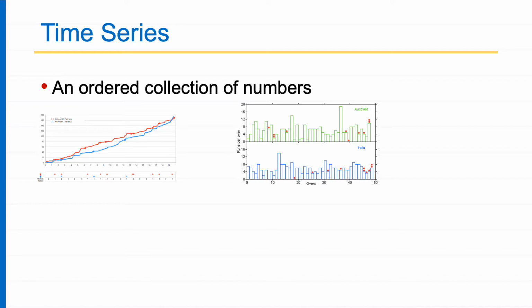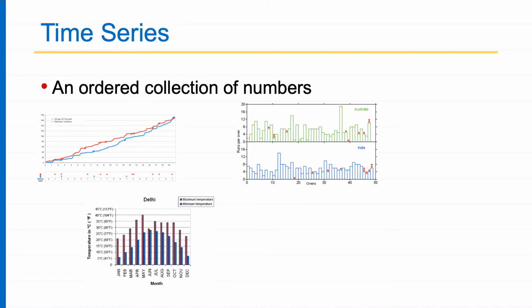Okay, another example could be temperature, how temperature changes with month. So in the January month, the average temperature is this much. February average temperature is this much, like that. Or minimum and maximum temperatures are this much. So this is also a time series.